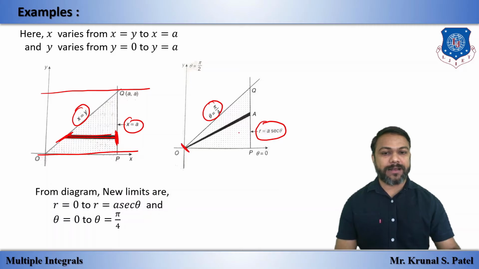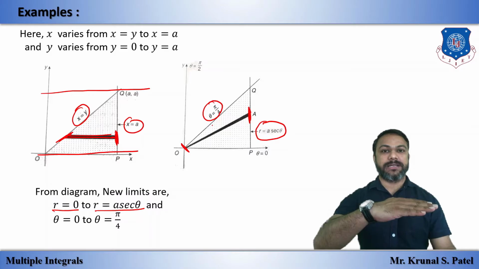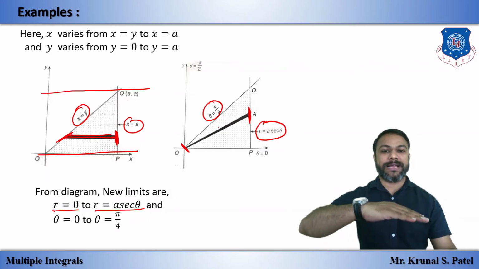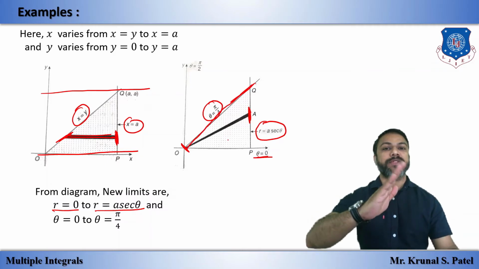Okay, so this is the given limit and we will convert it into polar form. So r goes from here to here, that is, from the origin r is equal to 0 to r is equal to a sec theta, and this elementary radius moves from theta is equal to 0 to theta is equal to pi by 4.